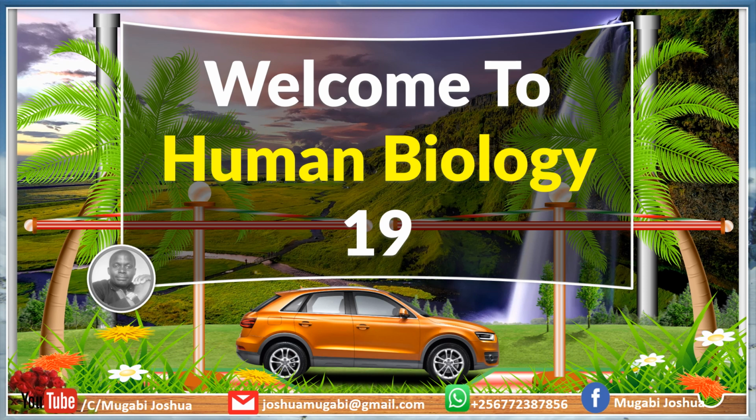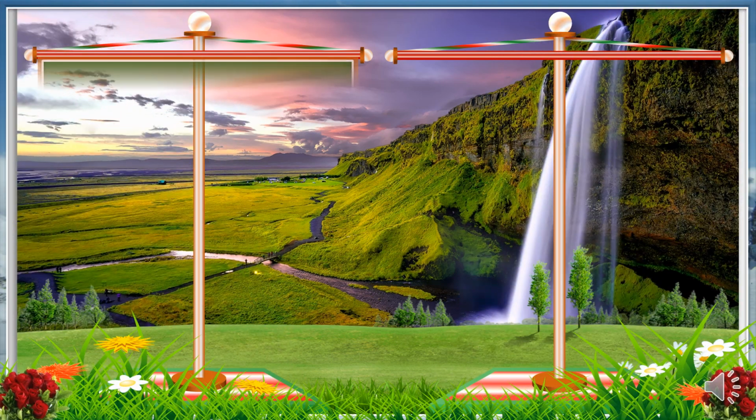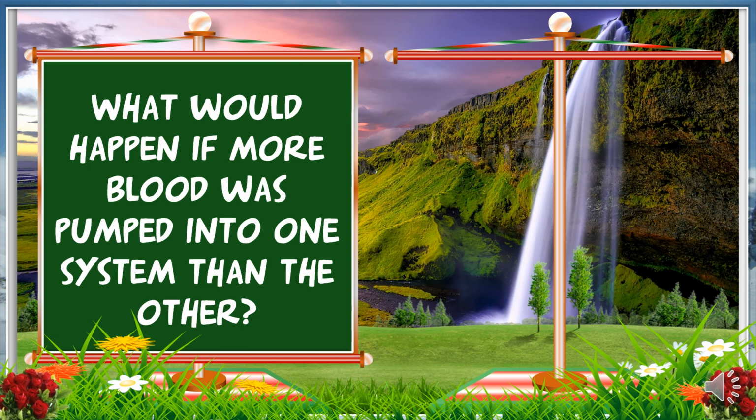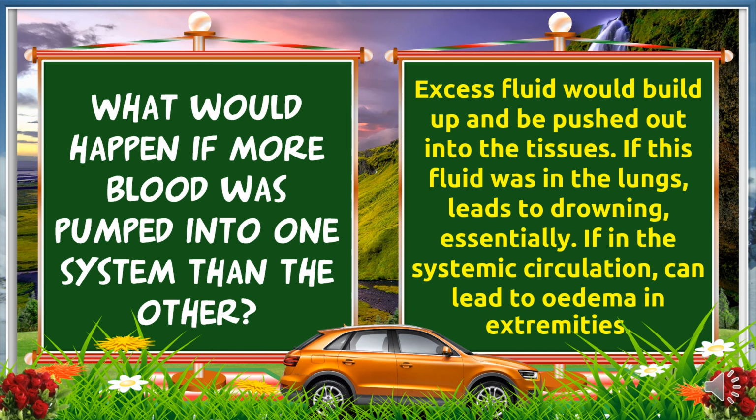So without wasting any more of our time, let's go directly to our quiz. What would happen if more blood was pumped into one system than the other? Excess fluid would build up and be pushed out into the tissues. If this fluid was in the lungs, this leads to drowning, essentially. If in the systemic circulation, can lead to edema in extremities.